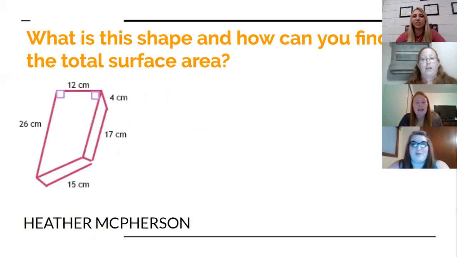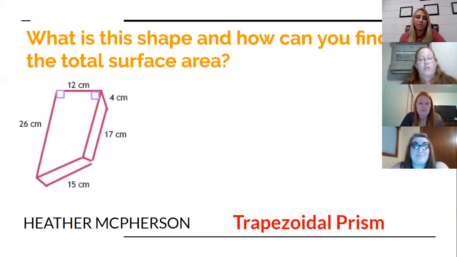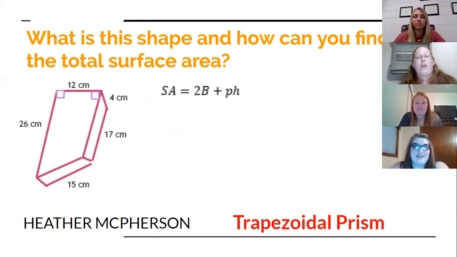Hey, Heather, what is this shape and how can you find the total surface area? Okay, so this shape is actually a trapezoidal prism. And when I first saw it, it threw me off so bad. I had no idea what I was doing. So in order to find the total surface area, you have to know the equation is 2B plus Ph.